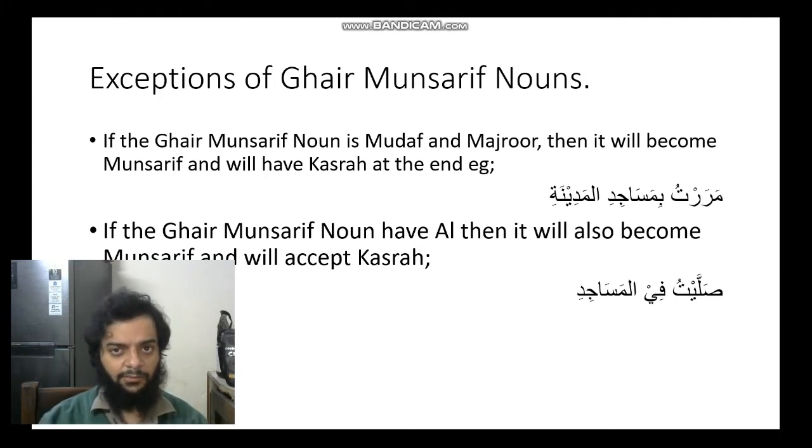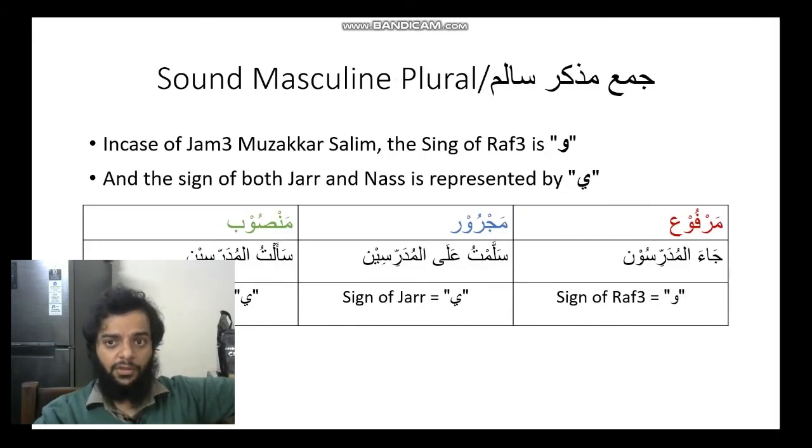If it does not have al and it is not mudaf, then it cannot have kasra. So in case of it being majroor, we will give it a complementary fatha, but here, because the two exceptions are met, we gave it kasra because now it can become munsarif. Munsarif basically means a word that will have kasra, for simplicity. Marartu bi masajidil madinati and sallaitu fil masajidi. Otherwise, we would have said sallaitu fi masajida if it did not have al, and marartu bi masajida. Now the I'rab of Jama Muzakkar Salim, which in English means sound masculine plural.